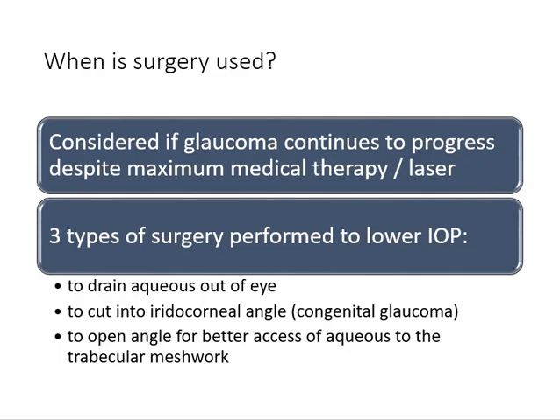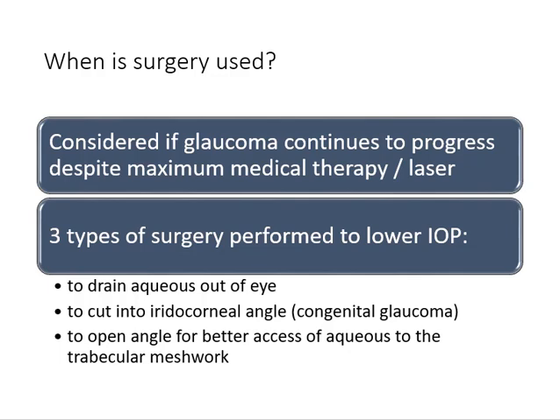So far, you should have an understanding of the medical treatment for glaucoma in terms of medication and topical medication and drops, and we've also covered laser interventions. But when is surgery used? Well, basically, surgery is considered if glaucoma continues to progress and get worse despite the fact that the patient has had the maximum medical therapy or laser therapy that they can have.